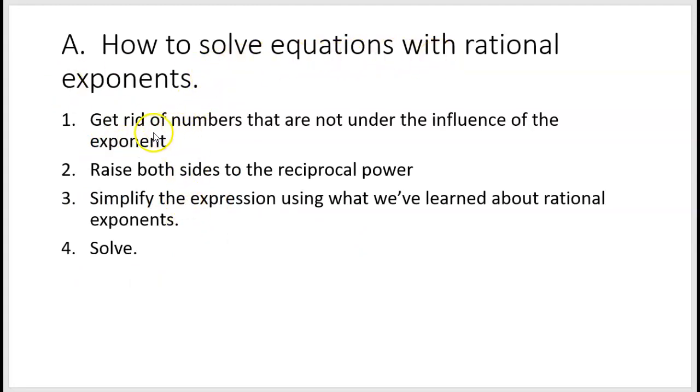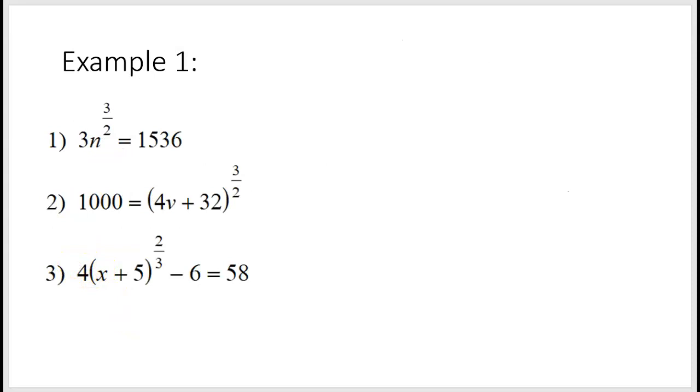Here are the steps. The first thing is, once again, we're going to get rid of any numbers that are not under the influence of that exponent. The next thing we're going to do is get rid of the exponent, and the way that you do that is you raise both sides to the reciprocal power. The next thing we do is simplify the expression using what we've learned about rational exponents, and we should be able to solve after that. So there's our 4 steps. Let's put those 4 steps to work for us here.